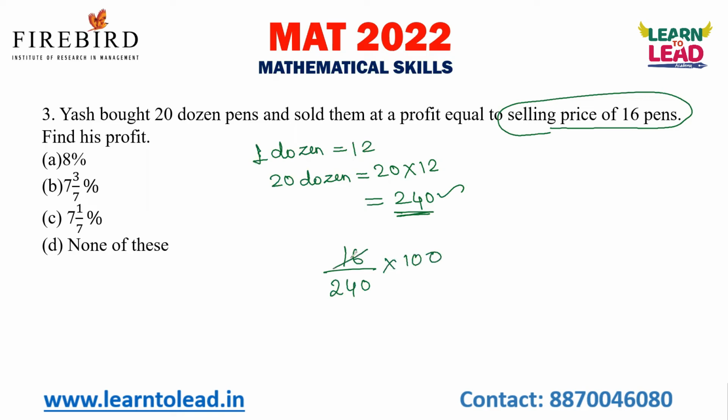Right? You can cancel 16 and 240 in terms of 8 table. If you cancel in terms of 8 table, you'll get 2 times and 30. Again, if you cancel, 1 by 15. So 100 by 15, if I take 100 by 15, 75, 96 times, okay? You'll get a percentage around 6. There is no value which is around 6. So option D is your answer.